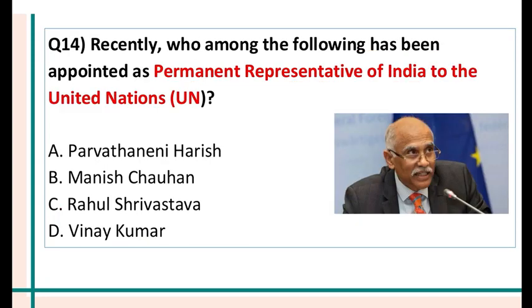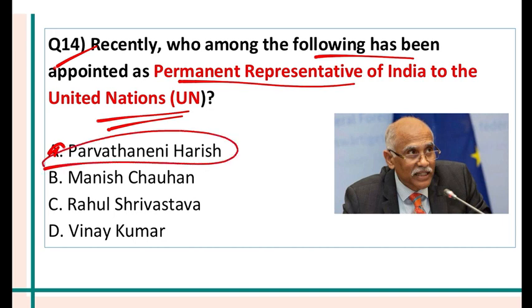Who among the following has been appointed as India's permanent representative to the United Nations? Extremely important question. Ruchira Kamboj has been replaced now, and she has been replaced by the very able Mr. Harish Parvathaneni. Currently, he was serving as India's ambassador to Germany, and now he has been appointed as the permanent representative of India to the United Nations. He replaces Ruchira Kamboj.